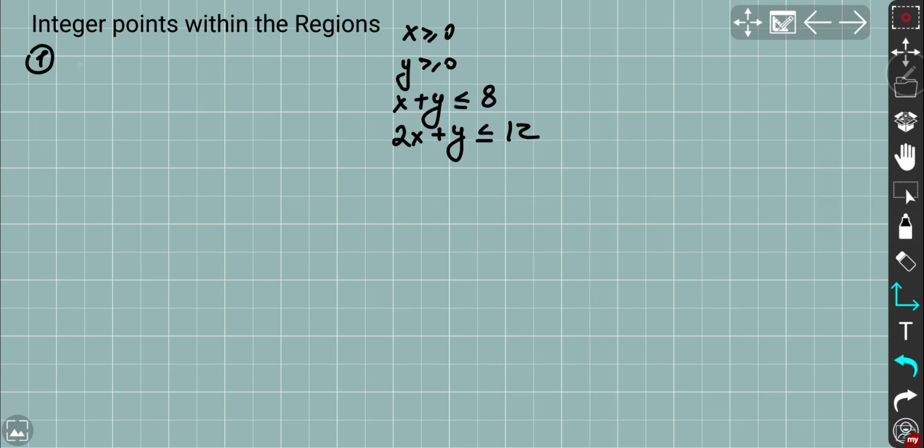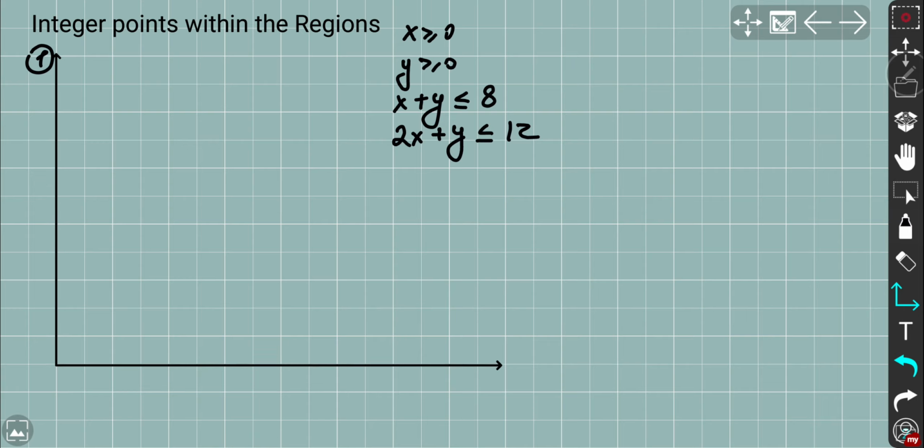Here you need to be as accurate as you can, because this is about how accurately you draw your linear graphs, basically straight lines. Okay, and we've got the y and x axes. First, I'm not going to shade, I'll just show you using arrows. The arrows will indicate the part of the region that actually fits our inequalities.